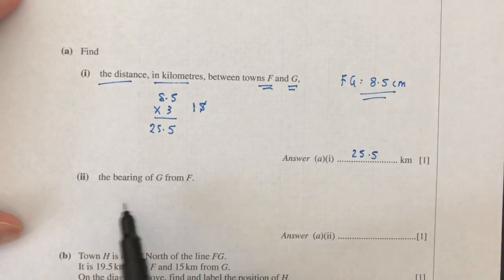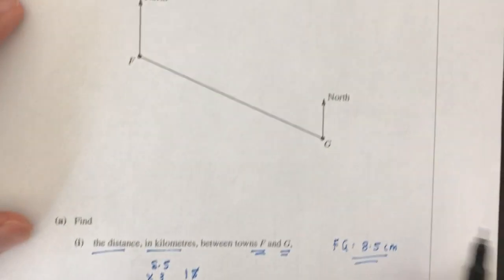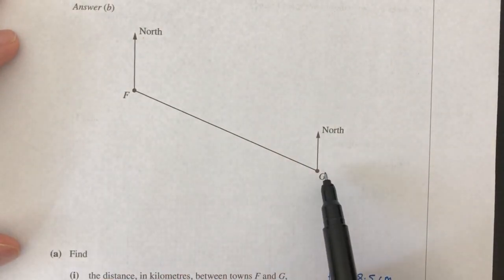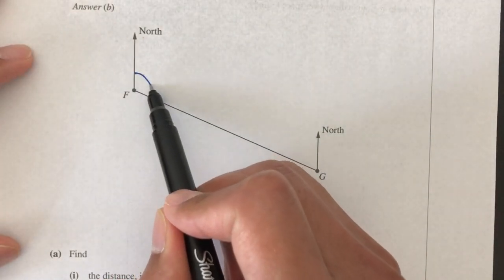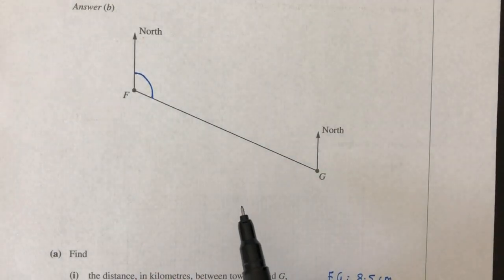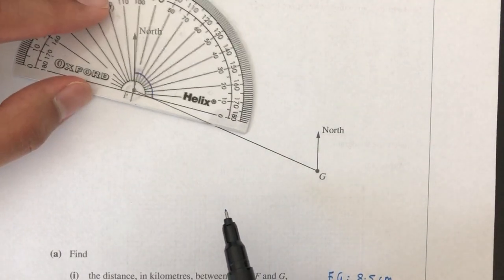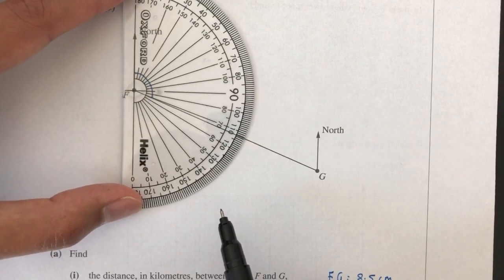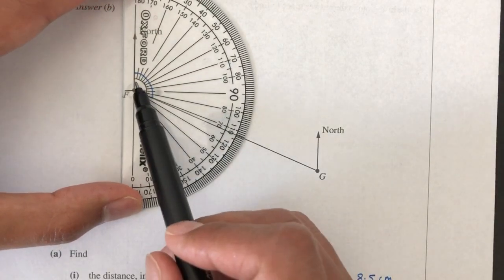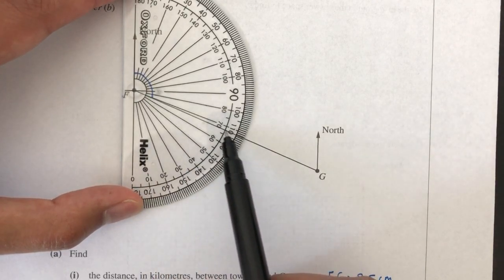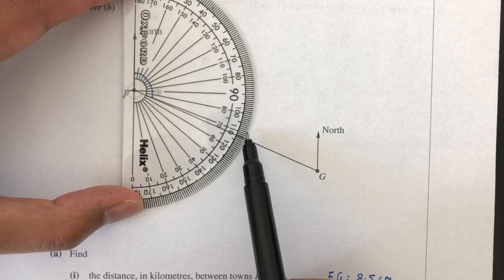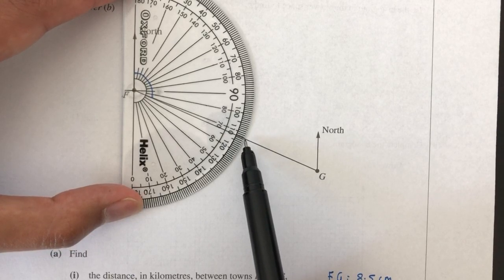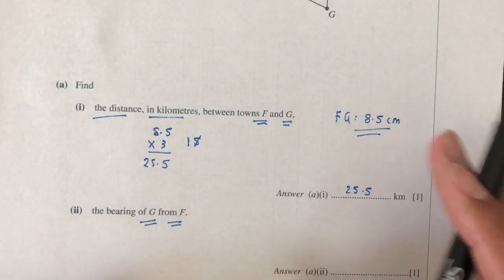Now for part 2, find the bearing of G from F. So G from F will be this angle. We just have to use our protractor to measure the size of this angle. You can choose, you can go here, let's do it from the north line, and then let's read the angle here. So this is 110. For me it should be about 112. So for me it's 112 for the bearing.